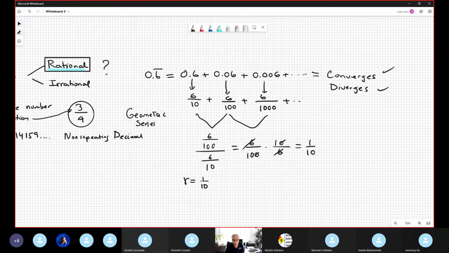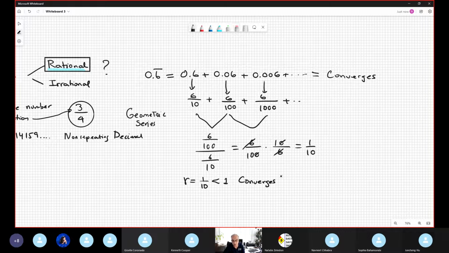Convergent. Sergio says convergent. Why, Sergio? What is the reason? Because 1 over 10 is less than 1. Beautiful. This is the reason it converges. Cool. Let me erase that part. Convergent, not divergent. And what value does it converge to?